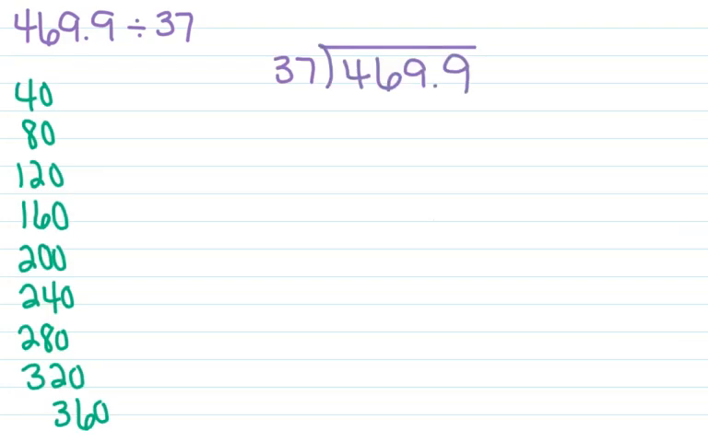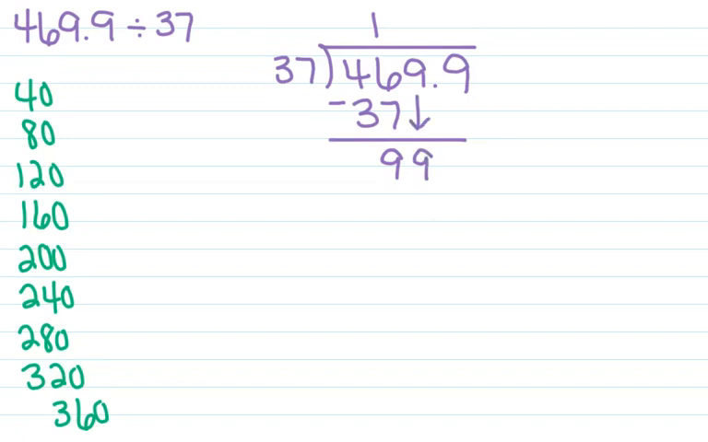All right, let's check our work. I've got the problem written over here and I decided to count up by 40s instead of 37. That was an easier estimate for me. So I can see right away that 37 will go into 46. It will go in one time. 37 times 1 is 37. When I subtract, I get 9. And I'm going to bring down the next 9.